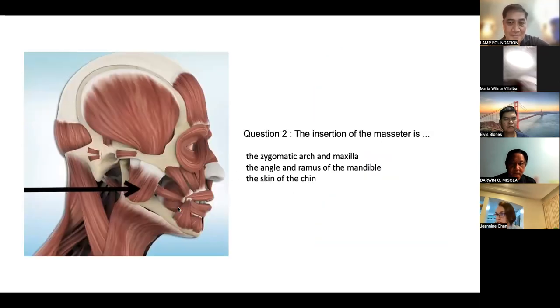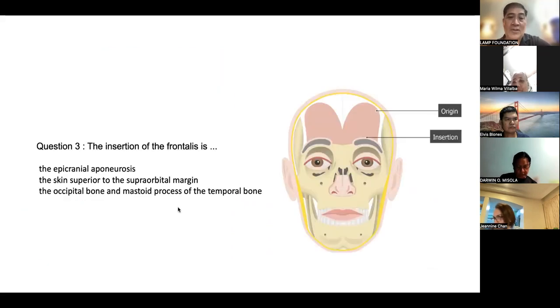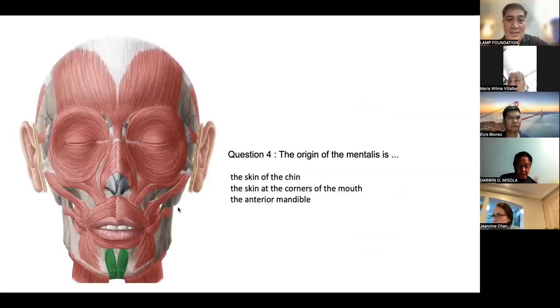Insertion of the masseter. The zygomatic arch and maxilla. No. The angle and ramus of the mandible. Okay. Next, insertion of the frontalis. Earlier was origin, now insertion. The skin superior to the supraorbital margin. Very good.